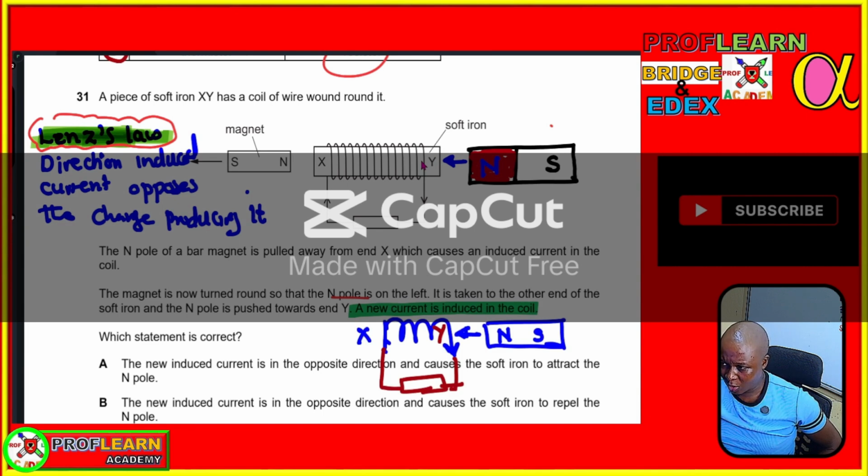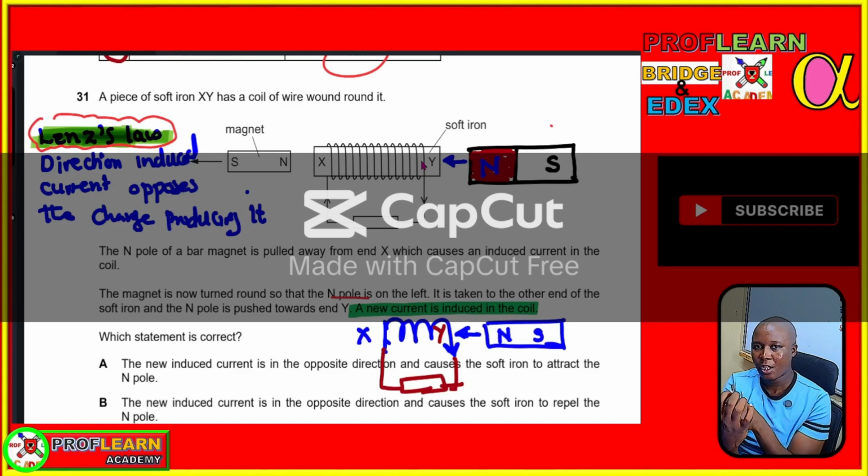So the current is going to flow in the same direction, so you use the right hand grip rule. Assume you are gripping the coil, so that these fingers curl around the coil like that, and the thumb points towards the north pole. The thumb is usually the north pole when you use the right hand grip rule. These fingers tell you the direction of the current, and the thumb tells you the direction of the field. So the north pole is on this side, so it's going to oppose the north pole of the magnet.